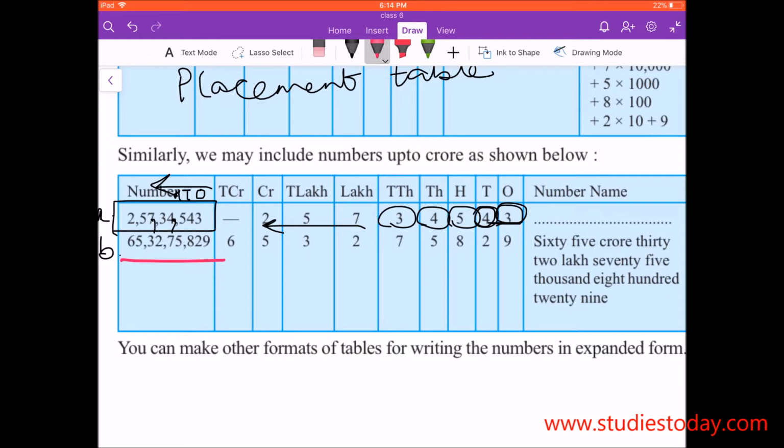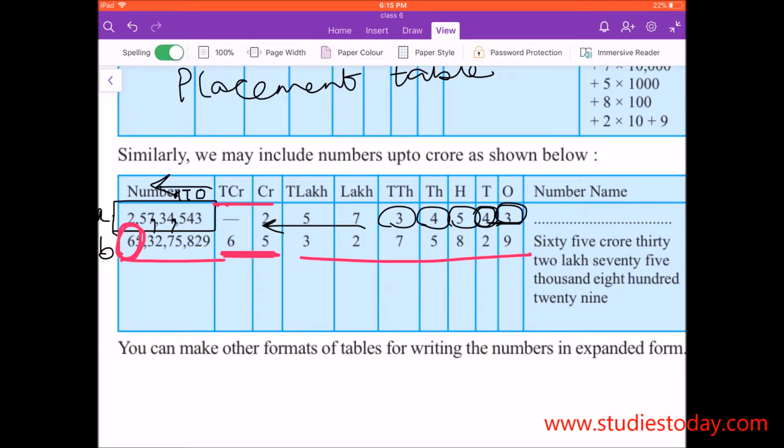crore 32 lakh 75,829. Now, as we can see that the highest place value is in the period of crore, so these digits will come under 10 crore and crore. Okay, and likewise you can fill in the other boxes of the placement table.